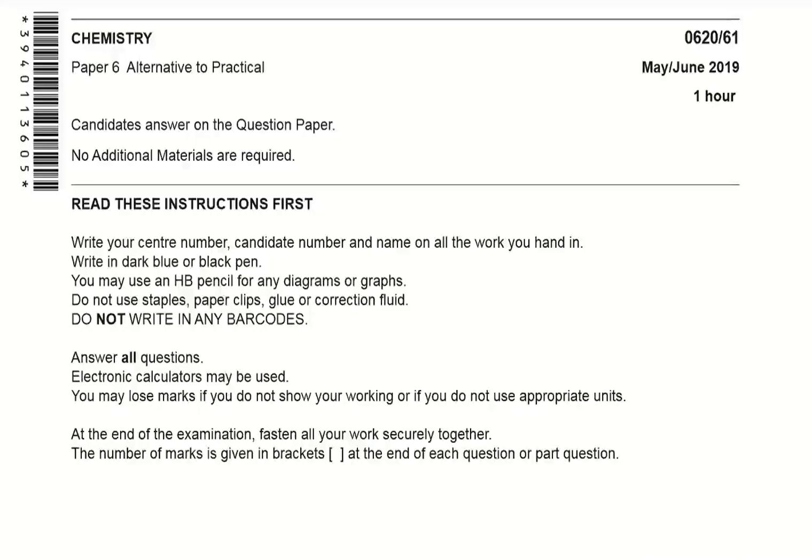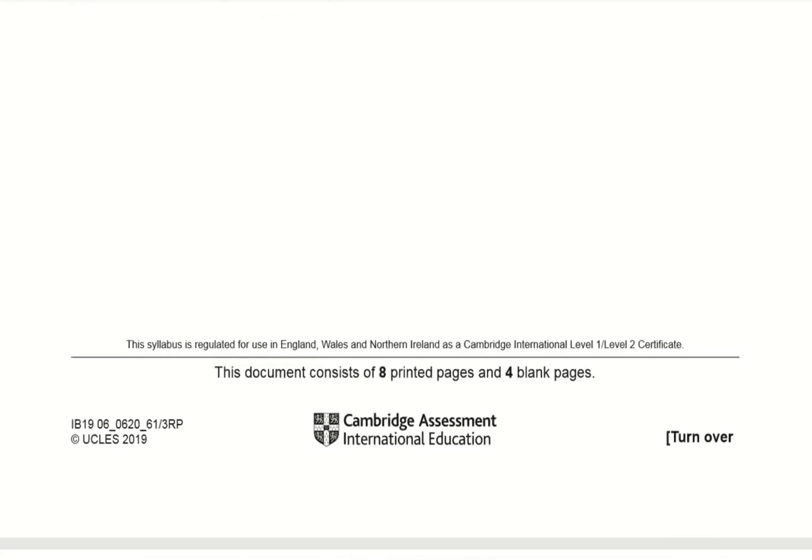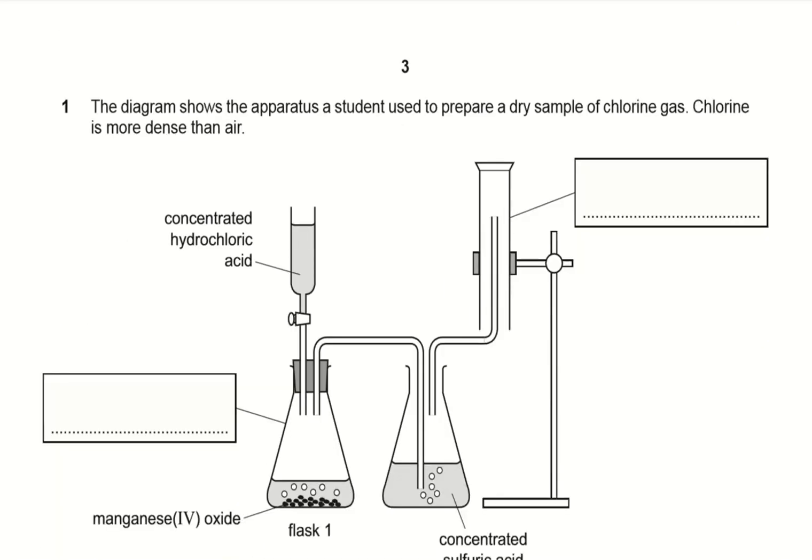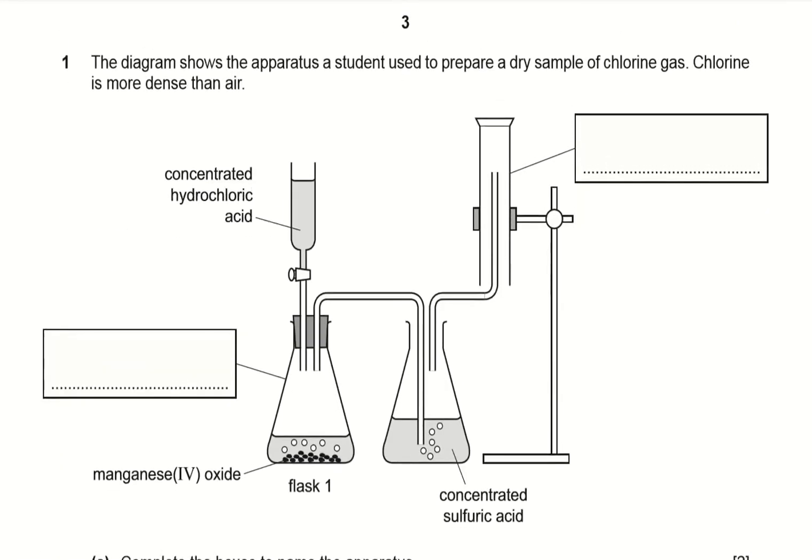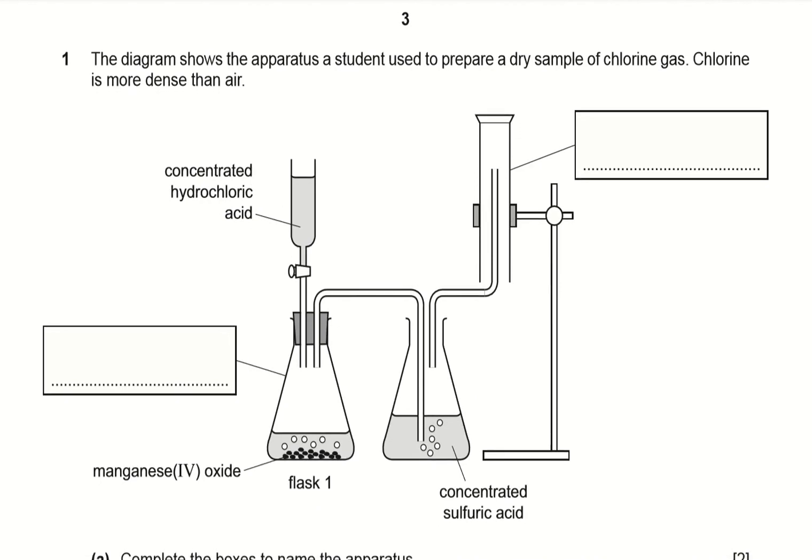Let's look at paper 6.1, May-June 2019, alternative to practical. We'll consider all the 3 questions available in this particular paper. So, question 1, the diagram shows the apparatus a student used to prepare a dry sample of chlorine gas. Chlorine is more dense than air.